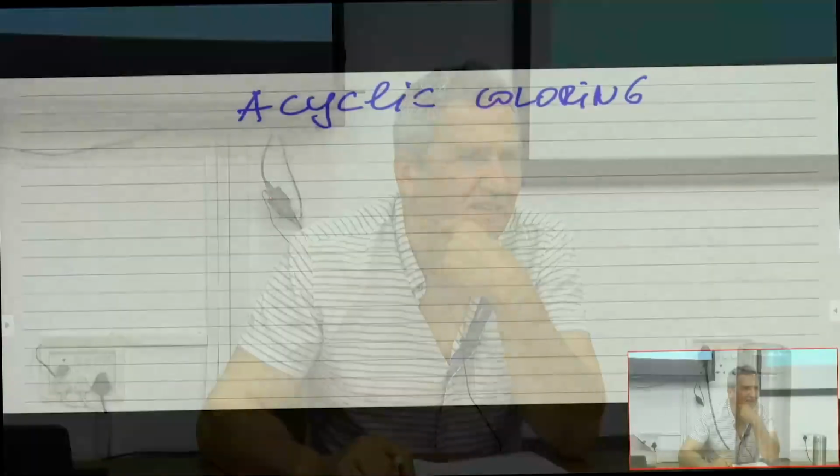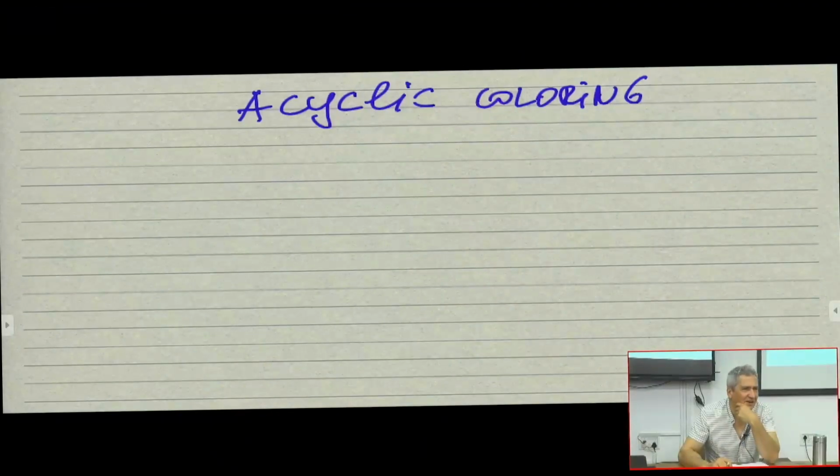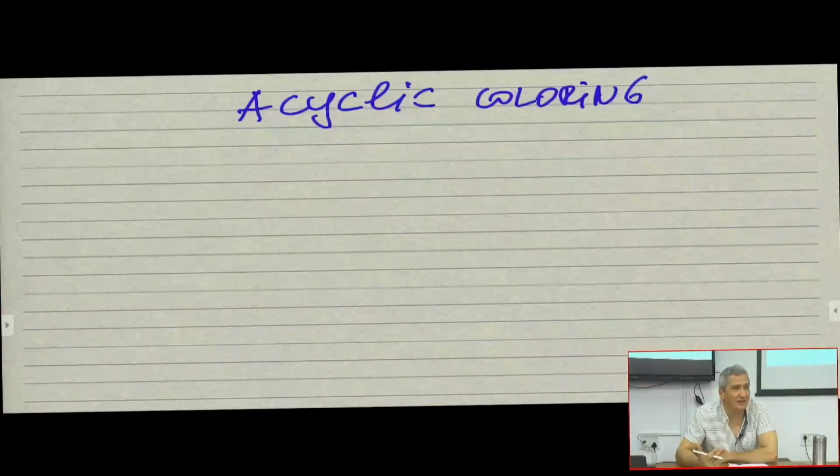Acyclic coloring means you pick any two color classes. And that is obviously a bipartite graph. In acyclic coloring, that should be a forest. Yes, that is correct. So, acyclic coloring, usually the name of the coloring tells a lot about what's going on.